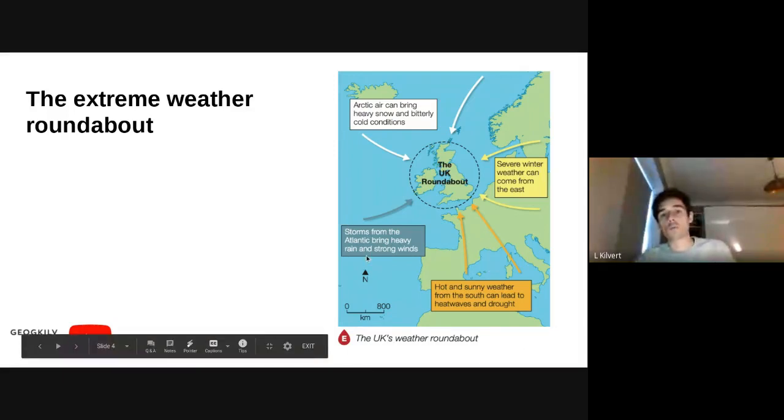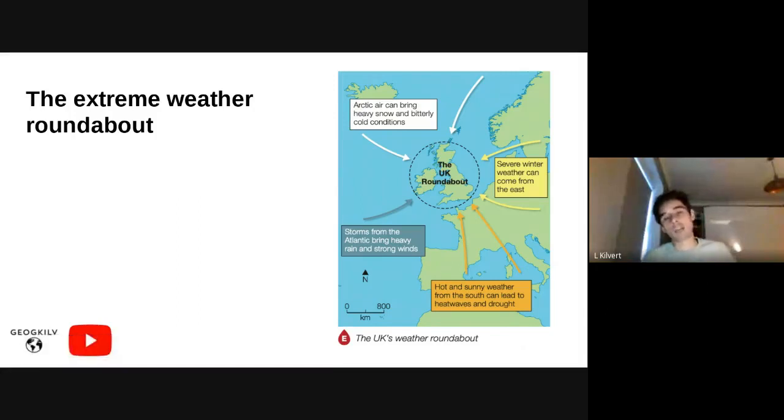We also get storms which come across the Atlantic, and quite often these are the remnants or the tail ends of hurricanes. When they come across and batter the UK, they can hit us with really extreme winds, which can cause lots of problems, particularly in coastal areas. And then we also get severe weather that can come from the east, and that can be extreme cold or extreme warm, it very much depends upon the time of year.